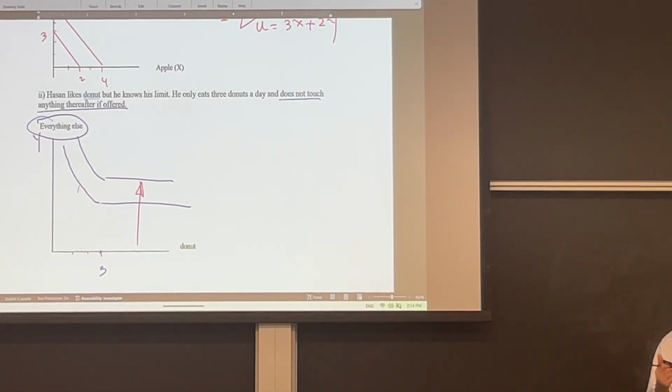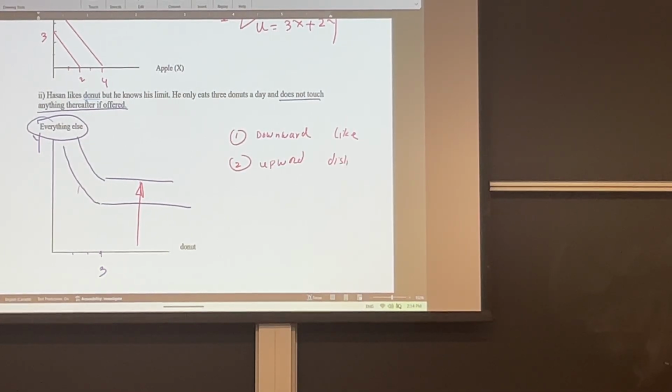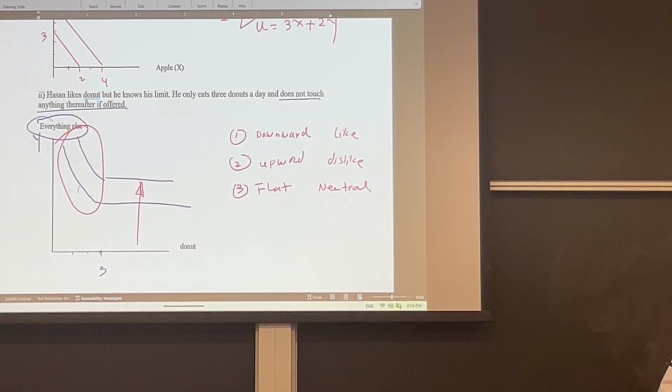If you recall, it's based on this idea. Downward sloping means you like it. Upward sloping means you don't like it. And flat means neutral. So I'm using that one to graph it. You like it up to 3, that's downward sloping towards it. Then you don't care about it, that becomes flat. More of it keeps you on the same indifference curve. So you don't care about it.